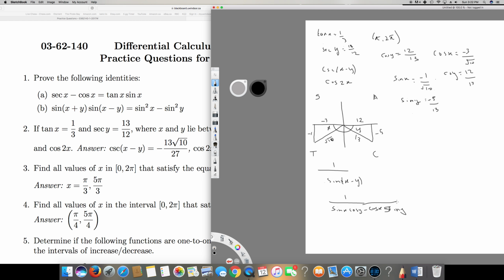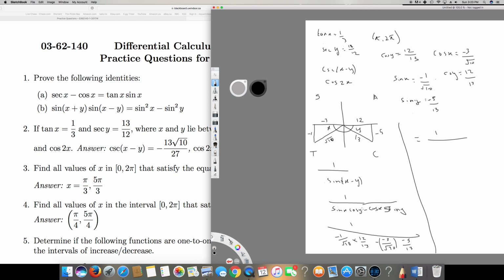If I put the values here, sin x is negative 1 over root 10, multiplied by cos y, 12 over 13, minus cos x, which we have found is negative 3 over root 10, multiplied by sin y, which we have found already is negative 5 over 13. So if we multiply everything together, let's see what we get.